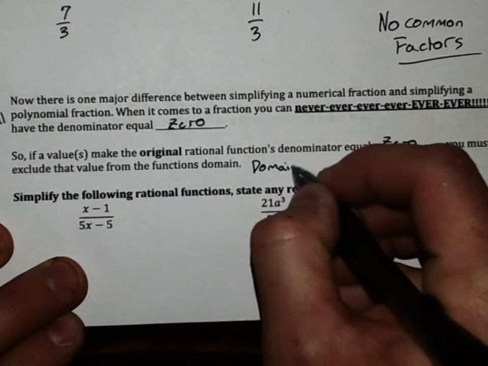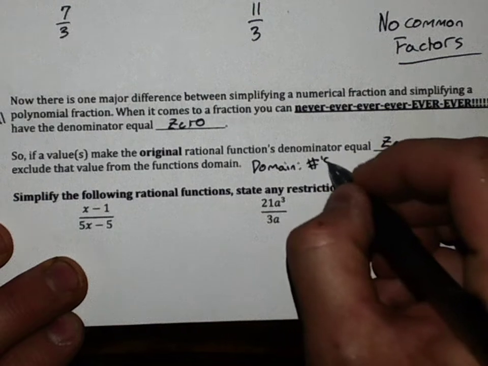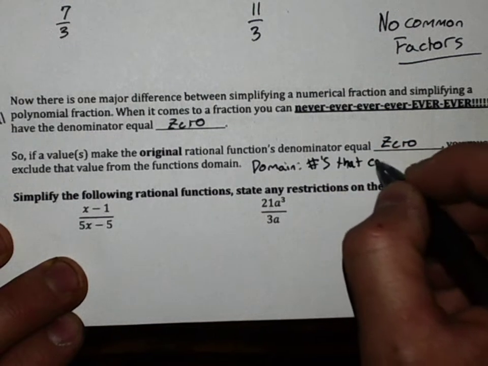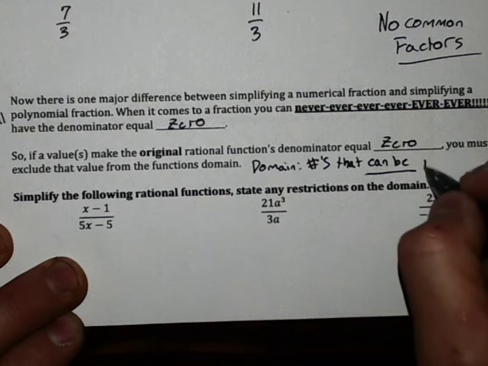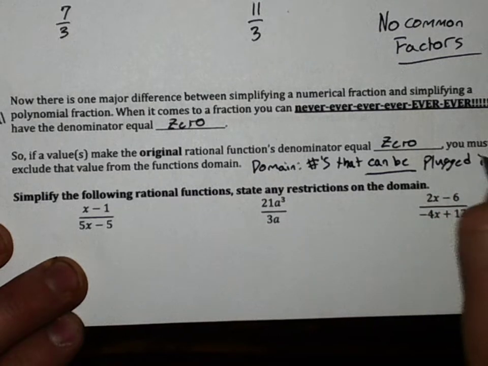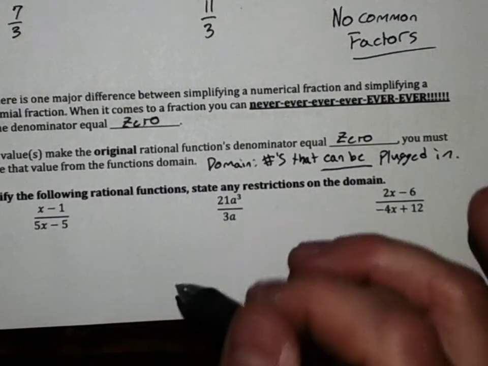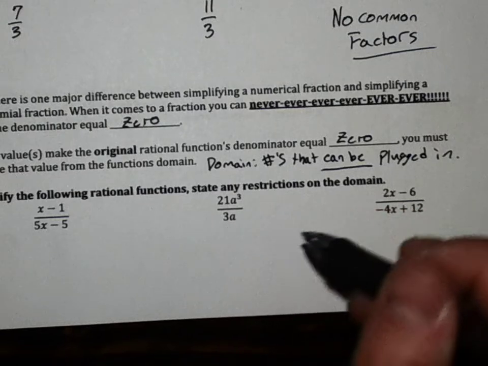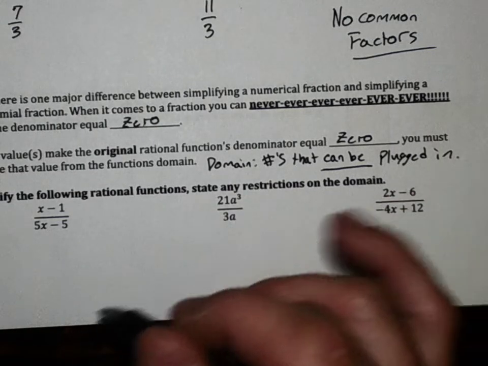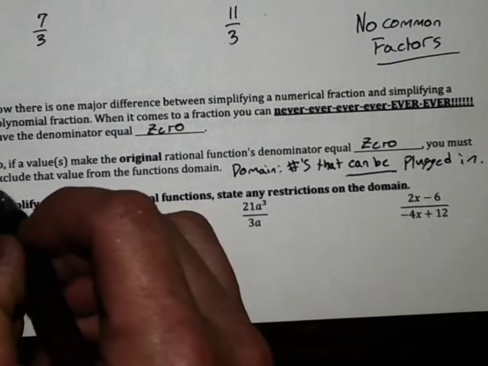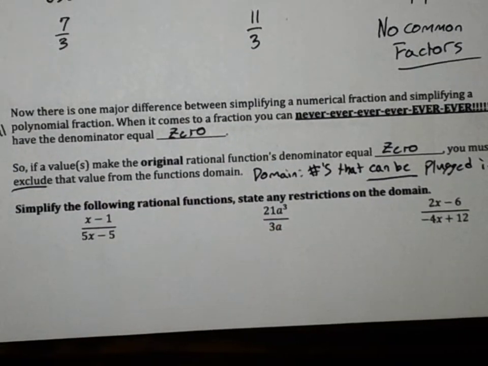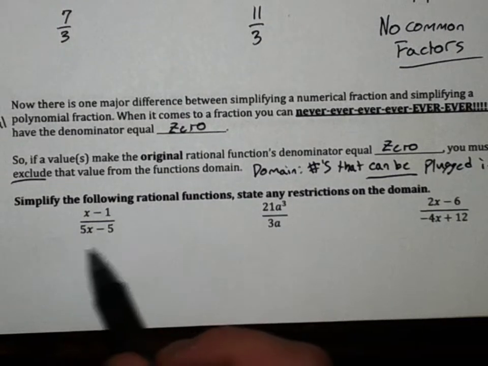Domain, simply put, is the numbers that can be plugged in. So the whole idea is if this value makes the denominator equal 0, you cannot plug it in. So you must exclude it from the domain. You must state that this number cannot be plugged in. For example, let's look at our first rational expression.